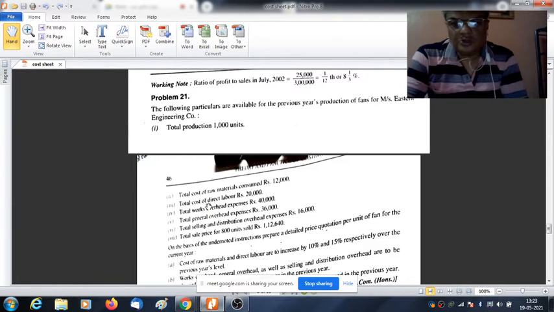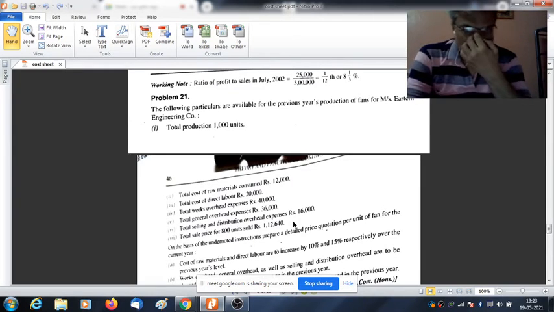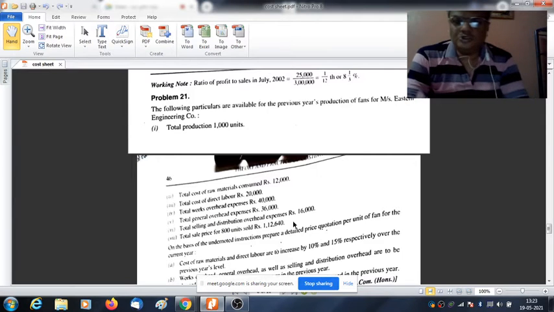Then comes cost of direct labor, or you can say direct wages. Then comes works overhead expense. Then total general overhead expense. Then selling and distribution expense. And lastly, sale price for 800 units sold. That is, sale value is given as 1,12,640. So up to this, have you understood the concept or not? Tell me. Yes, sir. But there is a catch.